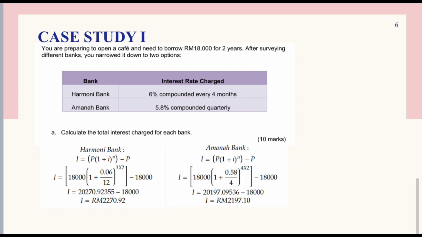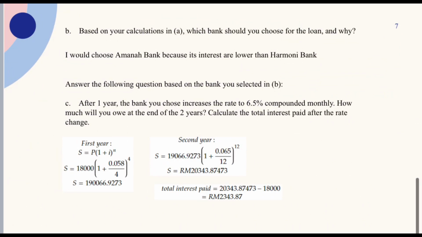The total interest charge for Harmony Bank is 2,270 ringgit and 92 cents. Meanwhile, the total interest charge for Amana Bank is 2,197 ringgit and 10 cents. So when we compare both of the interest charges from each bank, we found out that Amana Bank costs less interest charge. Question B. Based on your calculations in question A, which bank should we choose for the loan and why? To answer that question, I will choose Amana Bank because its interest is lower than Harmony Bank.